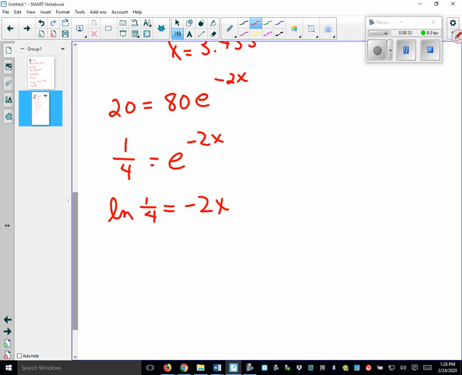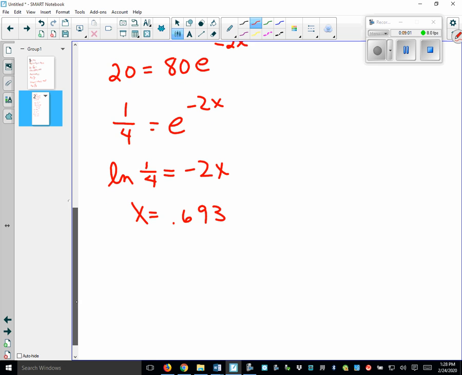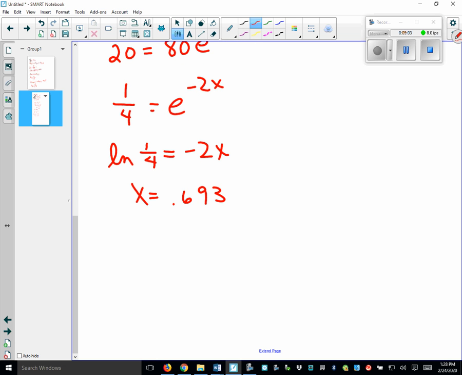So now I'm going to take ln of 1/4 divided by negative 2. What is x? Right? Negative 0.69. Negative? Oh, it's negative 2. Yeah, so it's 0.69. Yeah, that one I knew was going to be a little tricky. Is that good?